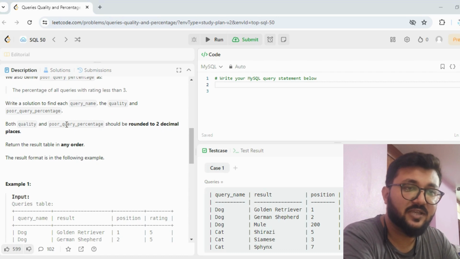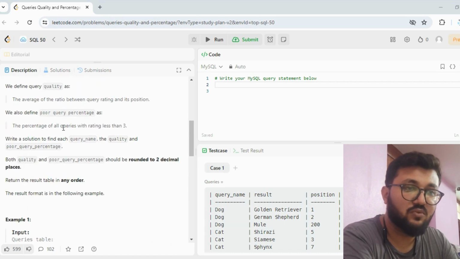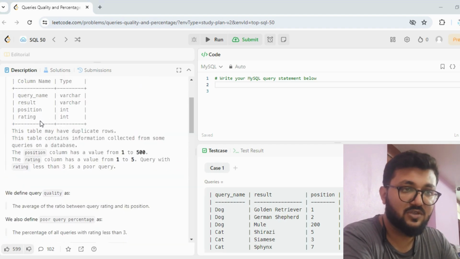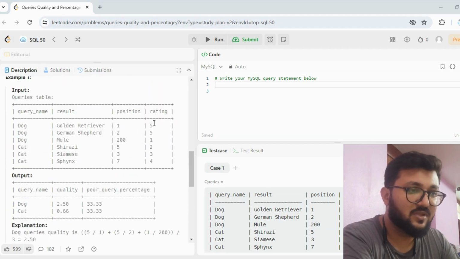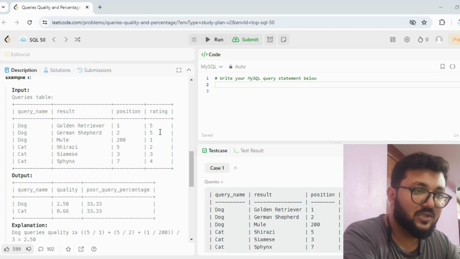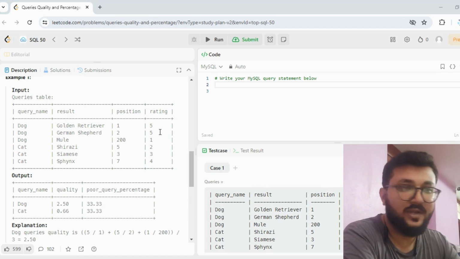Similarly, the second condition is the poor query percentage. The poor query percentage is the percentage of all the queries with rating less than 3. You see over here, the rating column is an integer, and let's check this example: you have 5, 5, 1, 2, 3, 4. So the rating is an integer within 1 to 5, including 1 and 5.